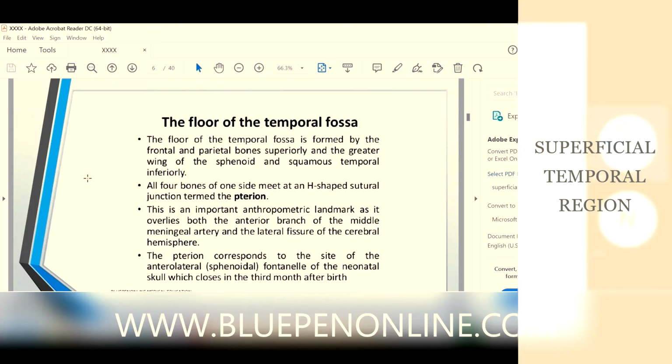Okay, next about the floor. The floor, as I told you, is formed at the top by the frontal and parietal bone and the sphenoid and squamous temporal bone inferiorly, and all the four bones meet at a point, that is the pterion. It is an important landmark because the anterior branch of the middle meningeal artery and the lateral fissure of the cerebral hemisphere are both located there. So that is an important landmark. And pterion corresponds to the sphenoidal fontanelle of the baby's neonatal skull, which closes in the 3rd month after birth. Okay, so that is the importance of pterion.